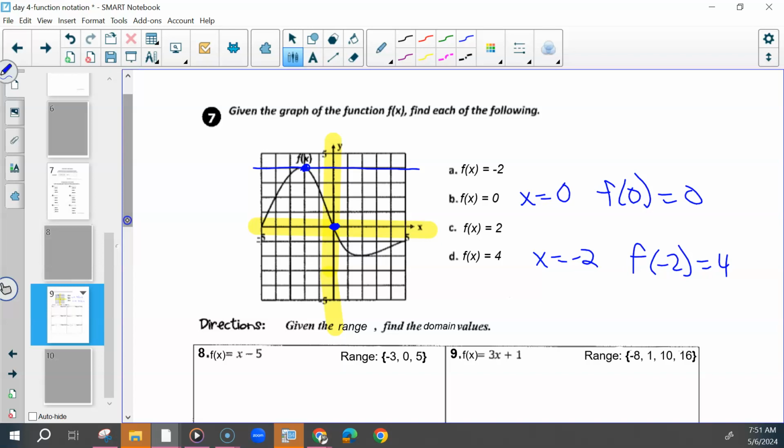When y is negative 2, what's your x value? And then C would have 2 answers.